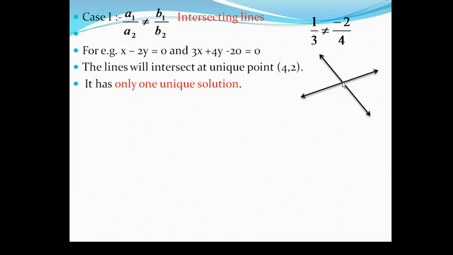Okay. So, see, students, I am repeating it once again. What is the first case? You have to compare the coefficients. A1 upon A2 is not equal to B1 upon B2. Then the lines will be intersecting lines. And what type of solution does it have? It has only one unique solution.